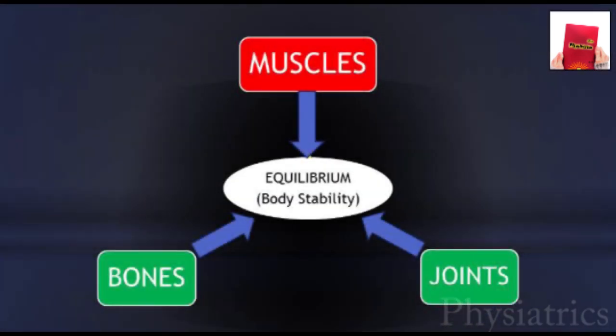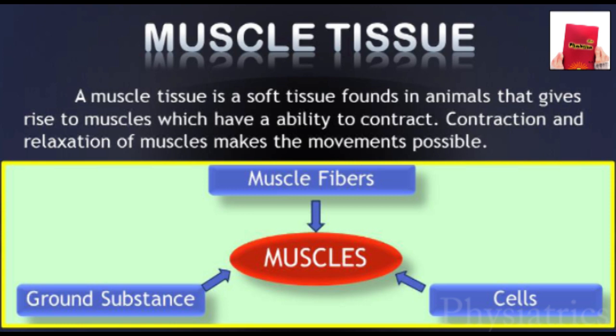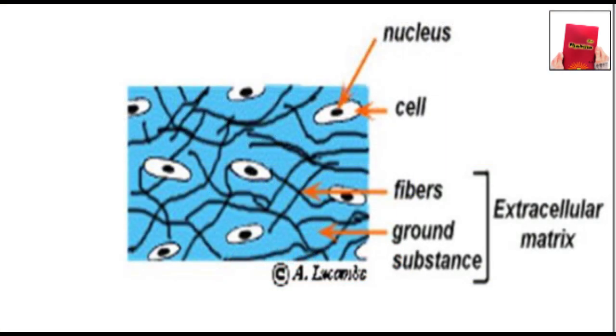As I said, the body equilibrium is maintained by the muscles, bones and the joints. So, let us first discuss the muscles. A muscle tissue is a soft tissue found in animals that gives rise to muscles, which have the ability to contract. The contraction and relaxation of the muscles makes movements possible. Basically, the muscle is composed of three things. First one is the fibers, second one is the ground substance, third one is the cells.